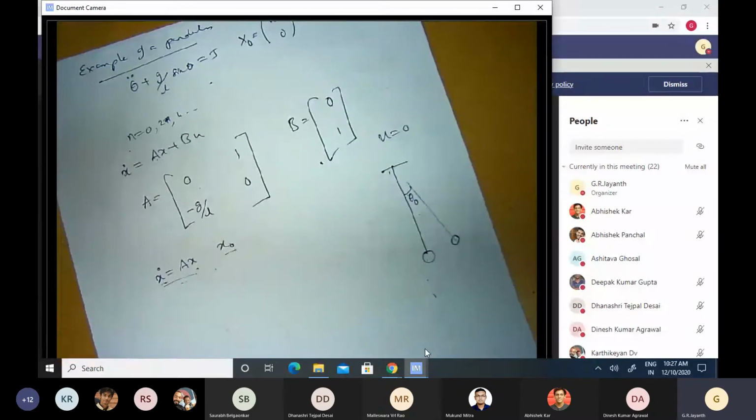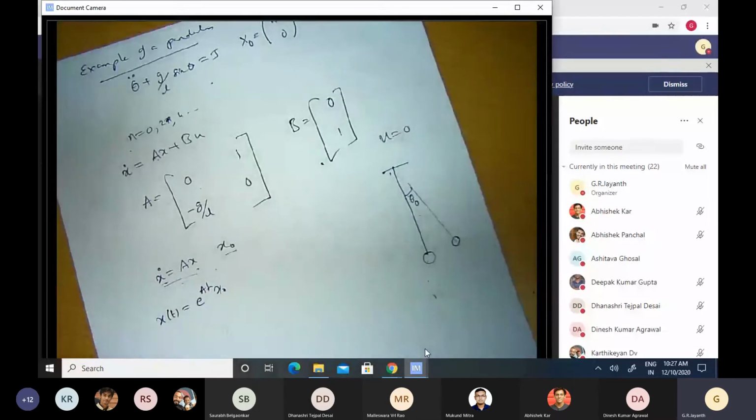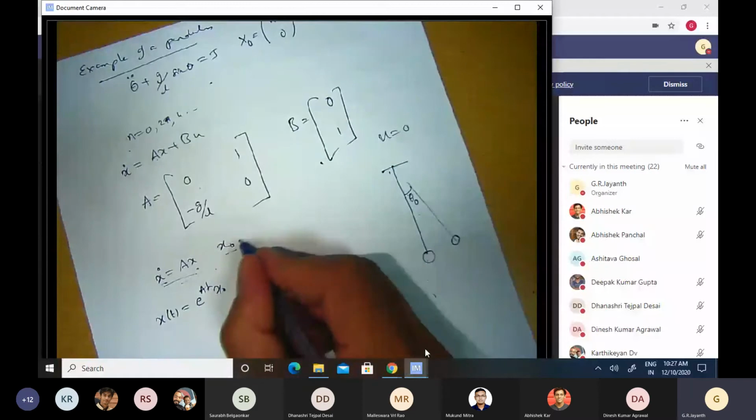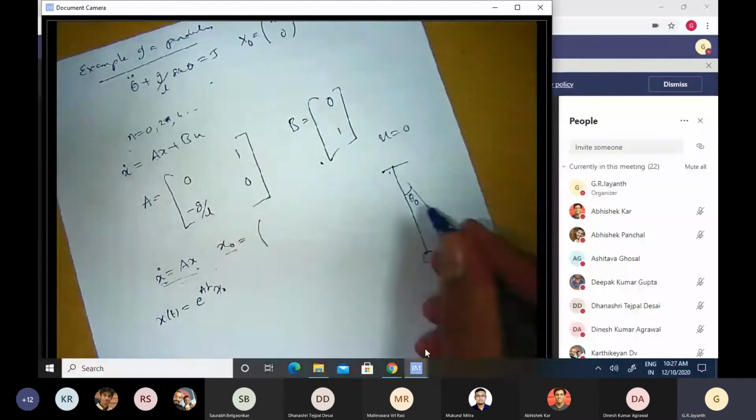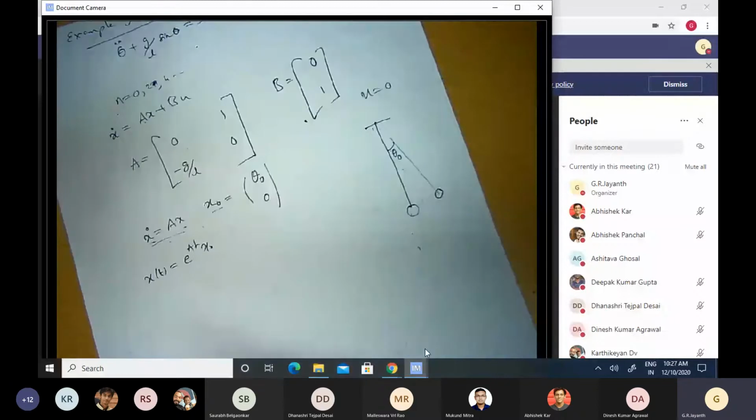First, we have to obtain... We know that x of t is equal to e to the power At x naught. That's already given to us. Okay. Now let us assume in this particular case that we have displaced it by a certain angle theta naught, and the initial velocity is 0. Okay. Let us try to solve this equation. Let us try to obtain the expression for x of t.